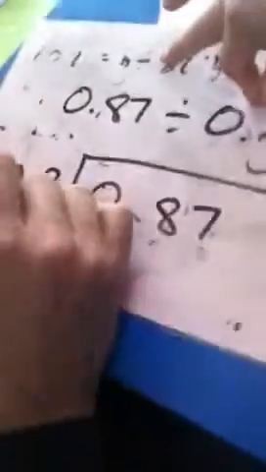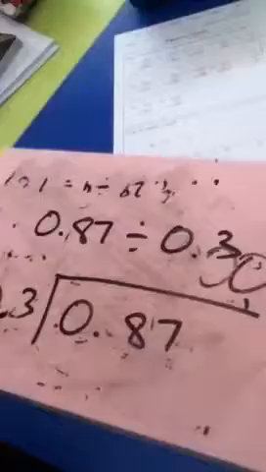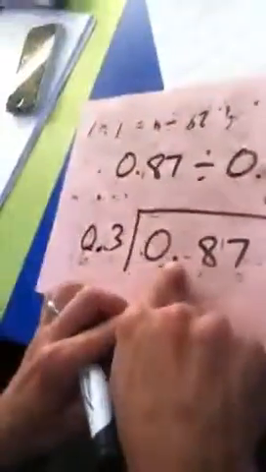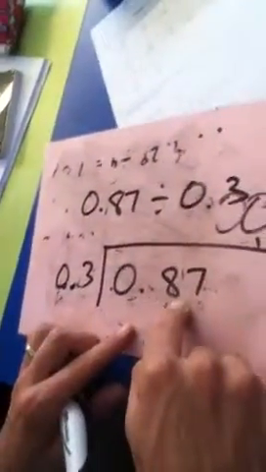Would you just go 3 into 87, or would you go 3 into 8.7? Literally, you just put the divisor in front, so threes into 8.7. That's it. We've moved the decimal point one place to make it a whole number, so therefore one place: 8.7.